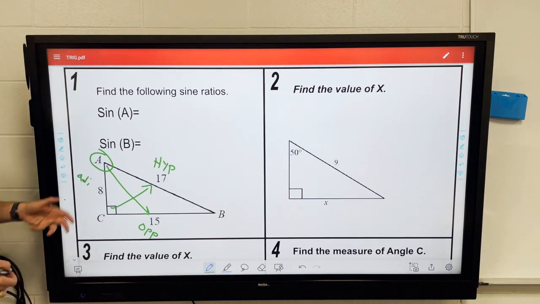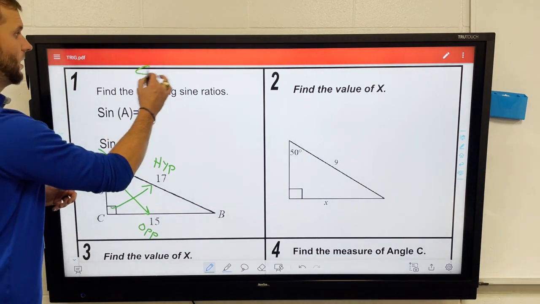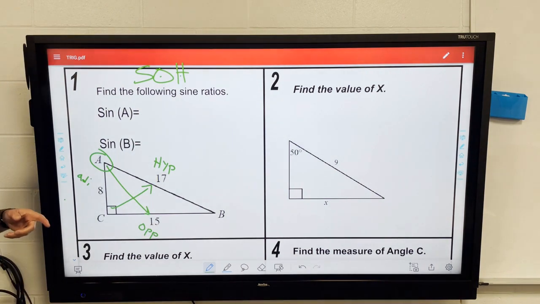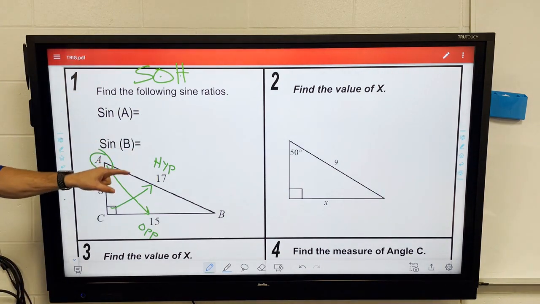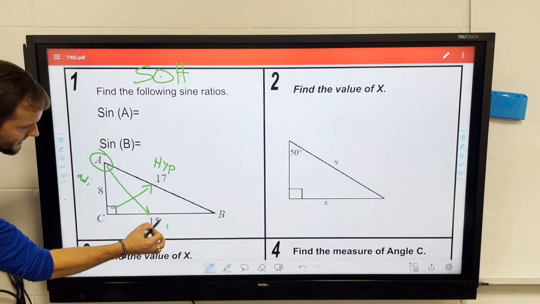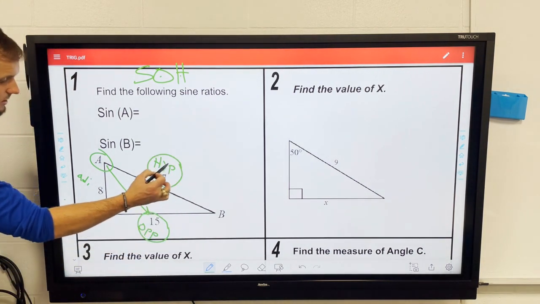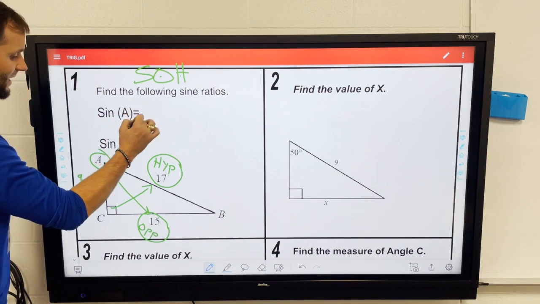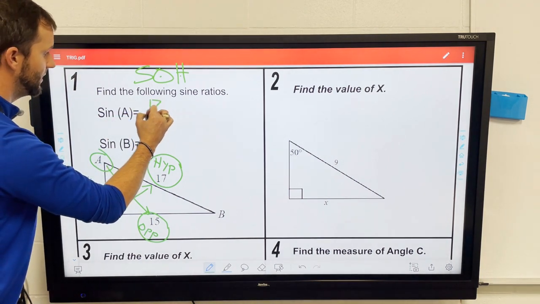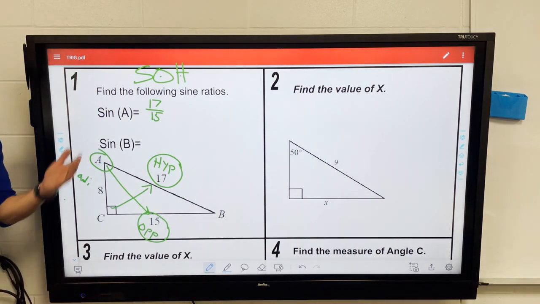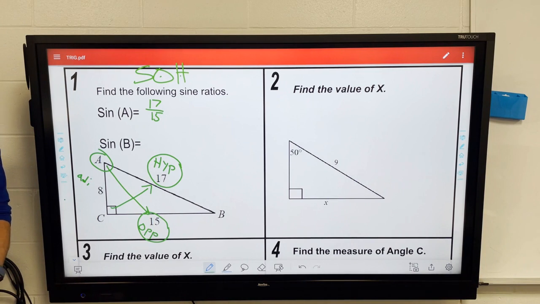So now I know the sine ratio is SOH, S-O-H, opposite over hypotenuse, correct? So sine of A is going to be the opposite over the hypotenuse. So I'm literally going to write the sine of A is 17 over 15. And I'm done. That is going to be your sine ratio. That's literally all it's asking for, okay?